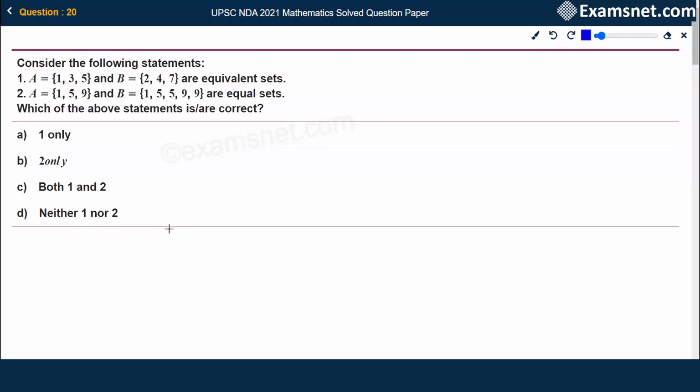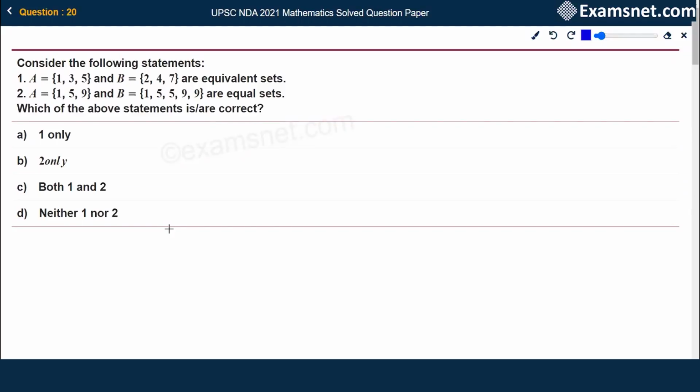It is given in question number 20. Consider the following statements. Statement 1: set A contains 1, 3, 5 and set B contains 2, 4, 7. These two are equivalent sets. And statement 2: A contains 1, 5, 9 and B contains again 1, 5, 9, are equal sets. Which of the above statements is or are true?